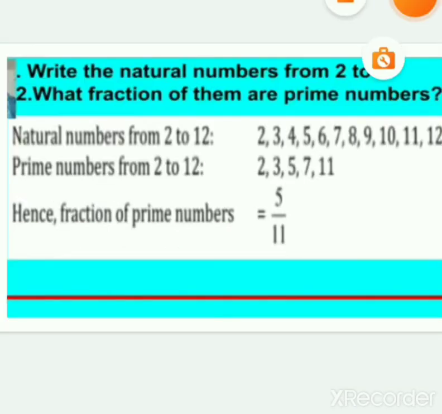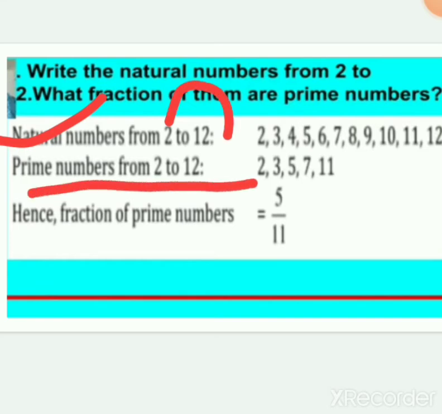Now moving to the next question. Write the natural numbers from 2 to 12. What fraction of them are prime numbers? See, you all know natural numbers, starting from 2 to 12, all are natural numbers. But prime numbers means those that come only in the table of themselves. So we have 2, 3, 5, 7, 11. These are the numbers which come only in the table of themselves.